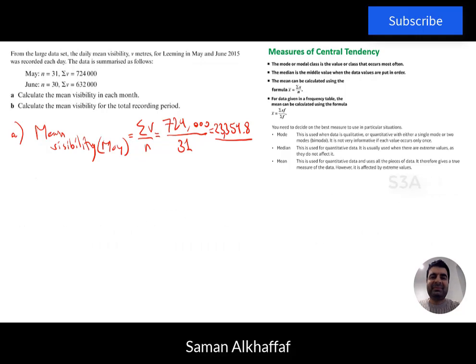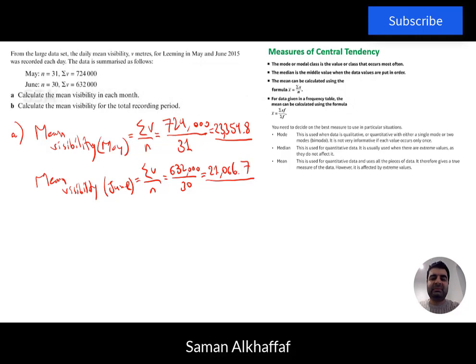And we do the same then for the visibility for June. It will be summation V over N. So in this scenario we have 632,000 over 30. So that would give 21,066.7. So that's to another single decimal point.